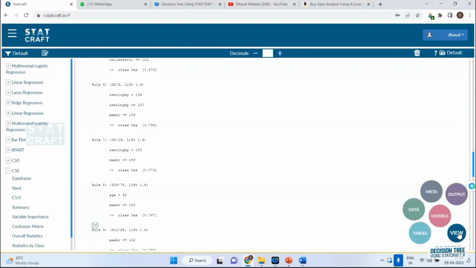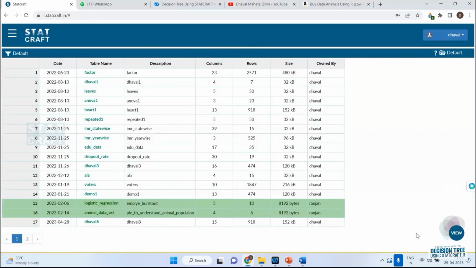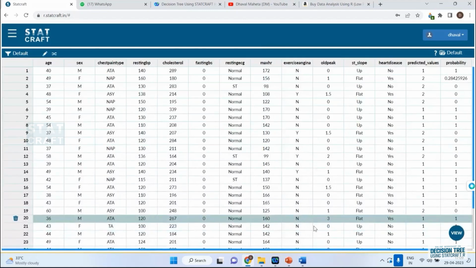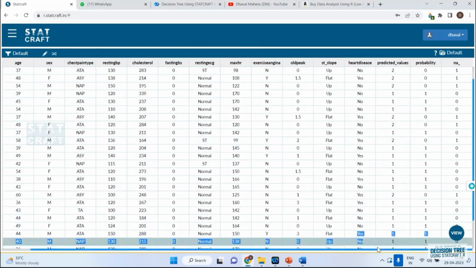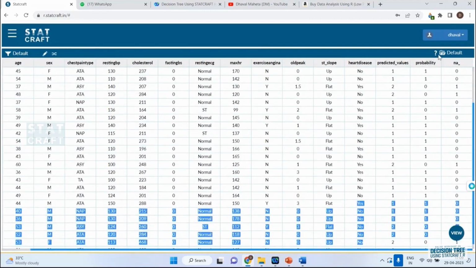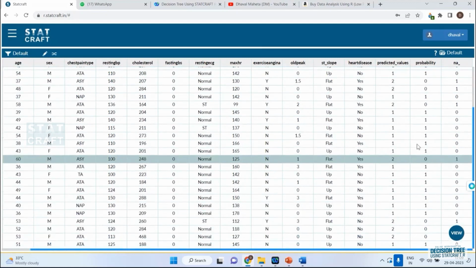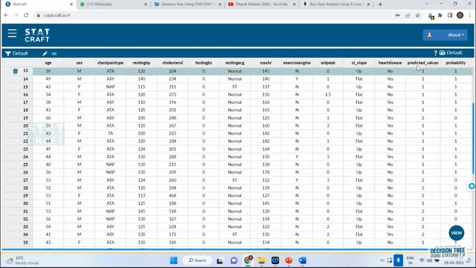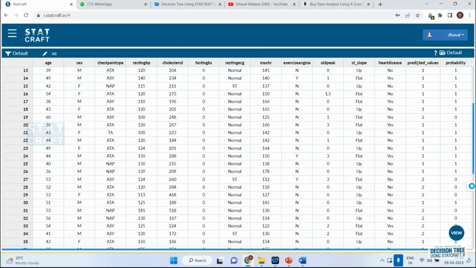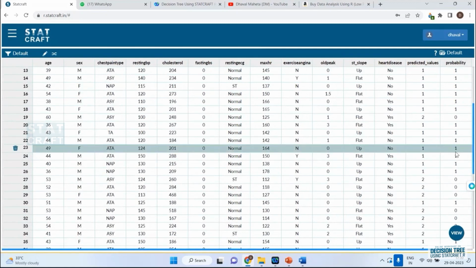Now, side by side, when I click on it, it will also generate the probabilities. See, friends, it is also generating the probability and the predicted value. Can you see? This was not there originally, but the software predicted it.